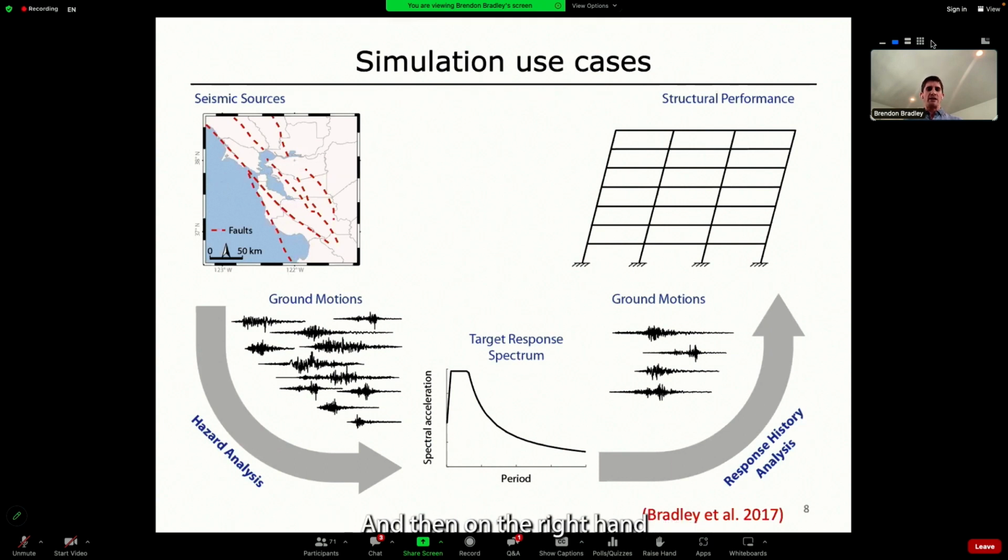And then on the right-hand side, where we have the seismic hazard already performed, and we want to select a subset or ensemble of ground motions in order to perform seismic hazard analysis.